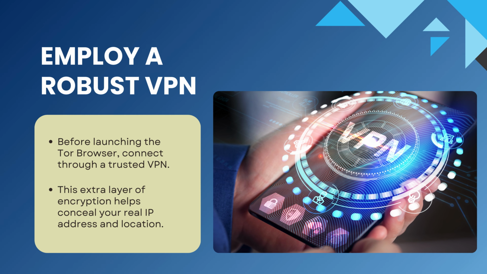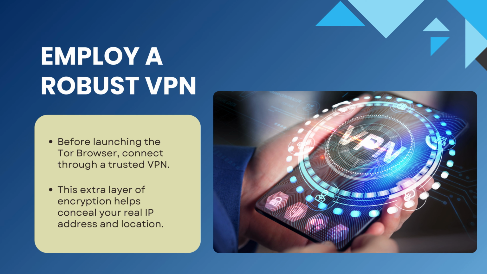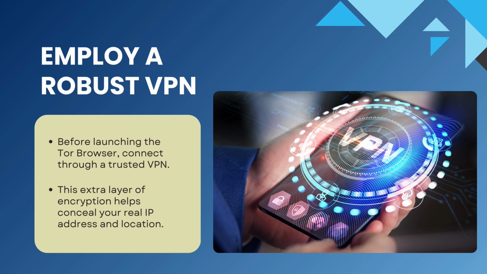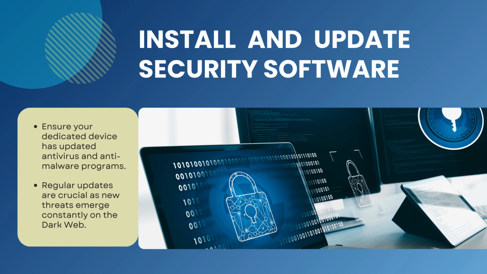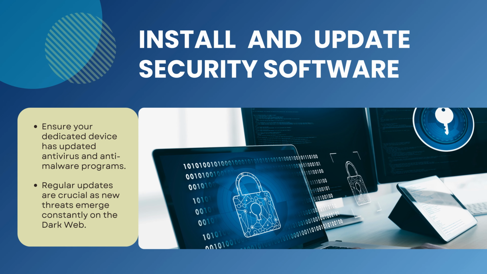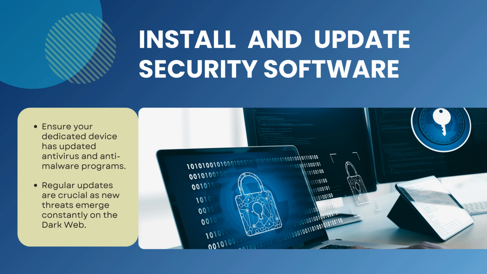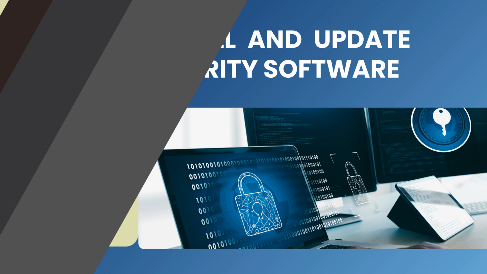Employ a robust VPN. Before launching the Tor browser, connect through a trusted VPN. This extra layer of encryption helps conceal your real IP address and location. Install and update security software. Ensure your dedicated device has updated antivirus and anti-malware programs. Regular updates are crucial as new threats emerge constantly on the dark web.